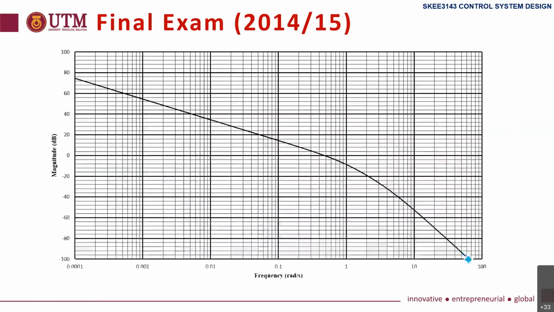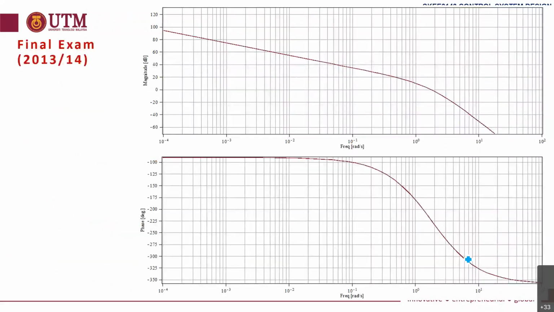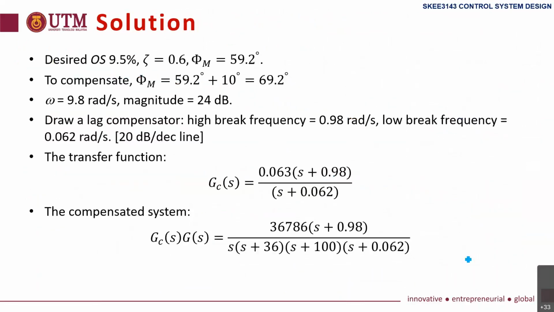So in the next lecture, please print the Bode plot given in the slide. Please print magnitude and phase for both questions, so that we can do it together during the lecture.